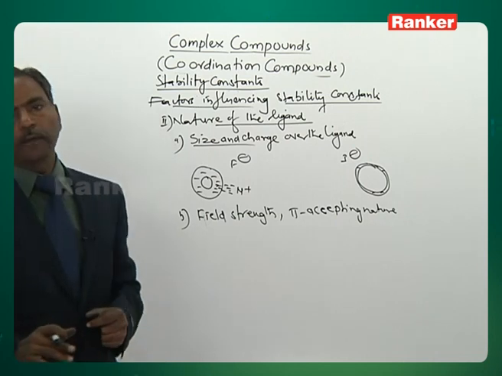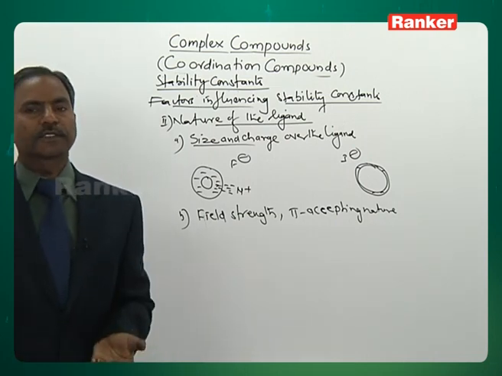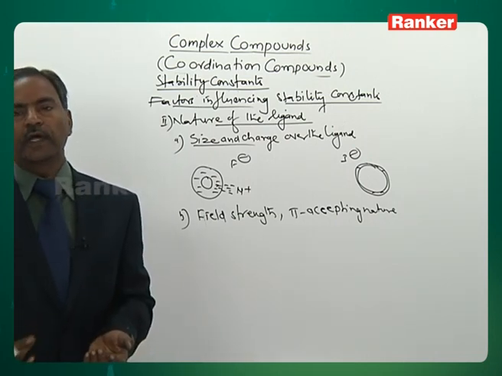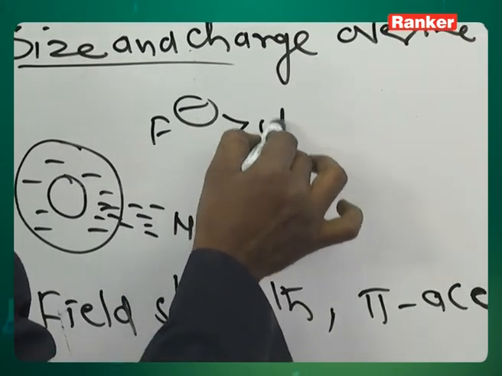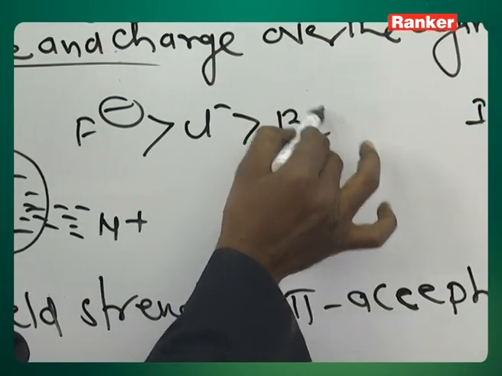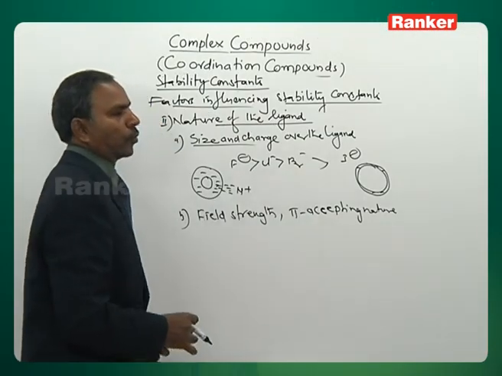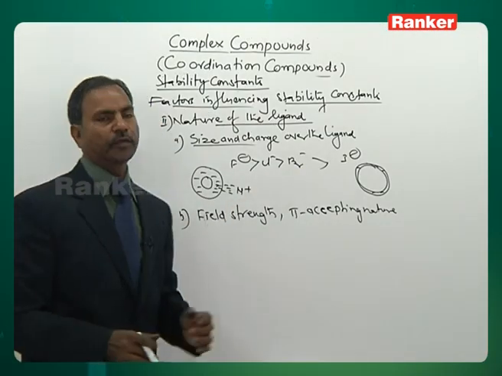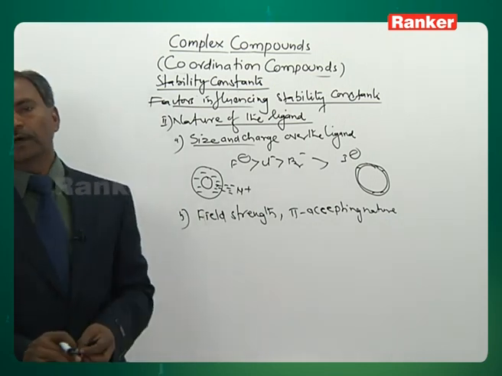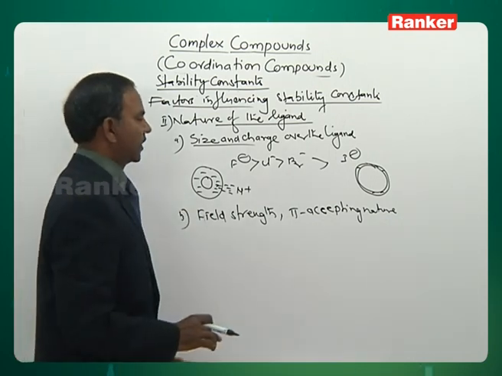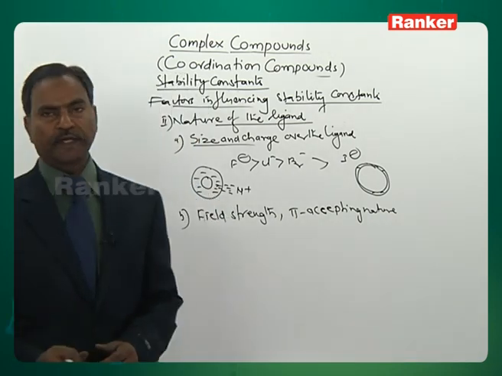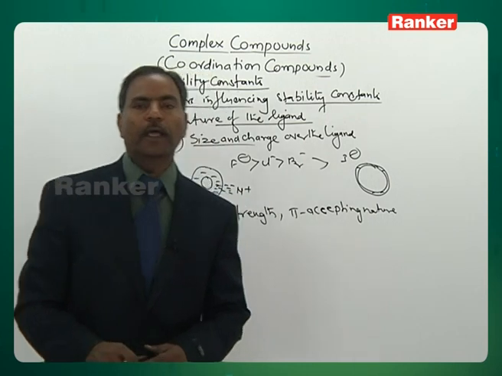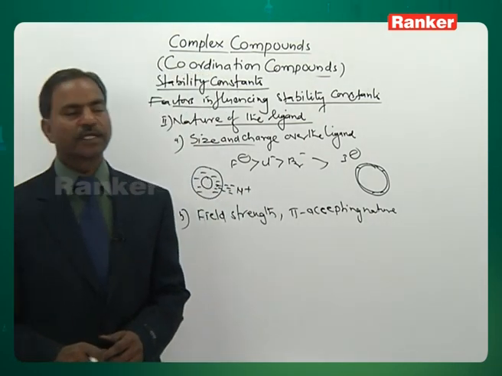Once you talk about only halide complexes, the order of stability of halide complexes: the fluoride complex is more stable than chloride. Chloride is more stable than bromide. Bromide is more stable than iodide. This is the order of stability of the halide complexes. Coming to field strength and pi accepting nature.